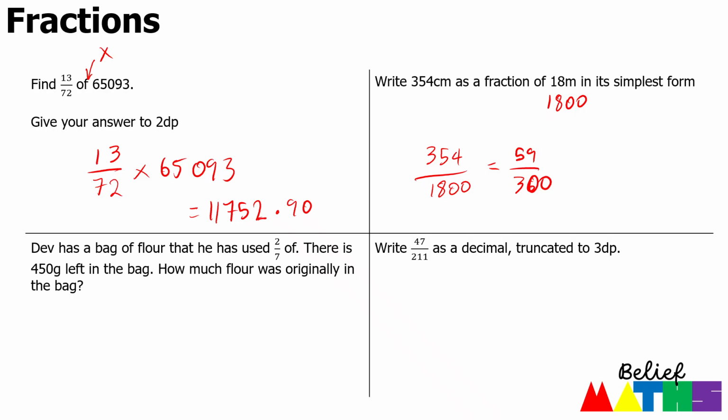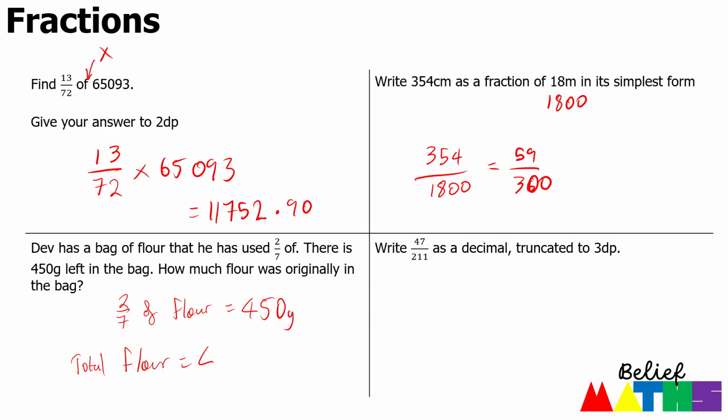Next one, we have Dev has a bag of flour that he has used 2/7 of. There's 450 grams left in the bag. How much flour did he originally have in the bag? So we know that 2/7 of the flour is equal to 450 grams. So if we think like we did the first one, 2/7 times something gives us 450.